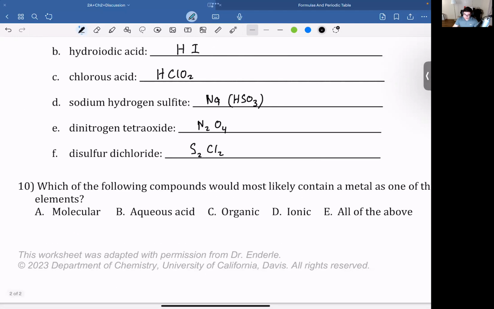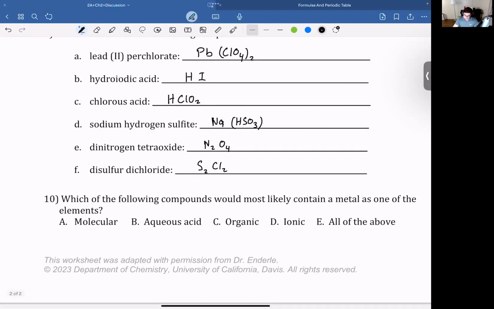Last one, it says which of the following compounds would most likely contain a metal as one of the elements? So going off of what you probably know, the one that contains a metal always is ionic, right? Ionic compounds always have a metal and a non-metal. So this is the best answer here.